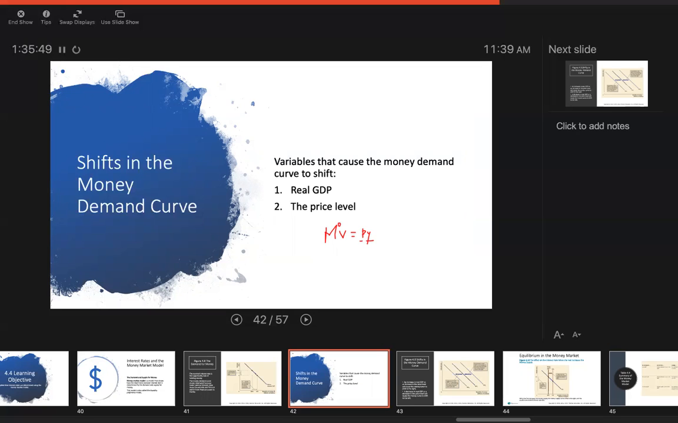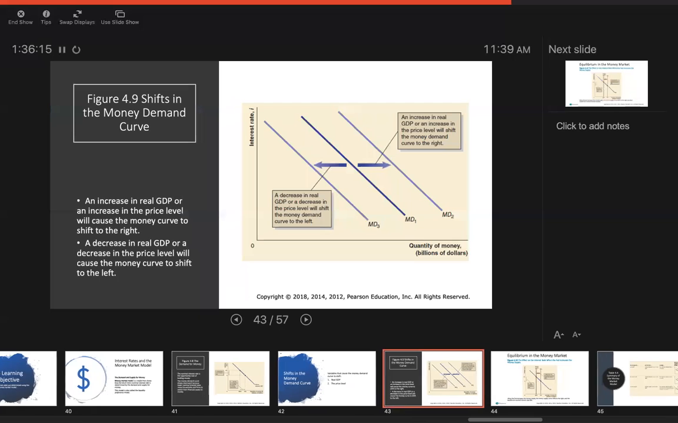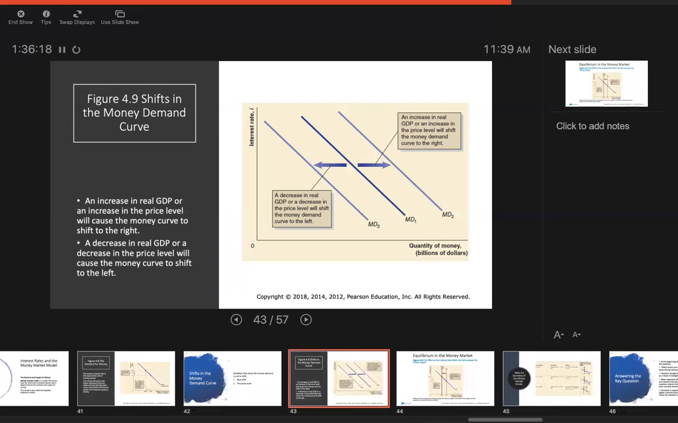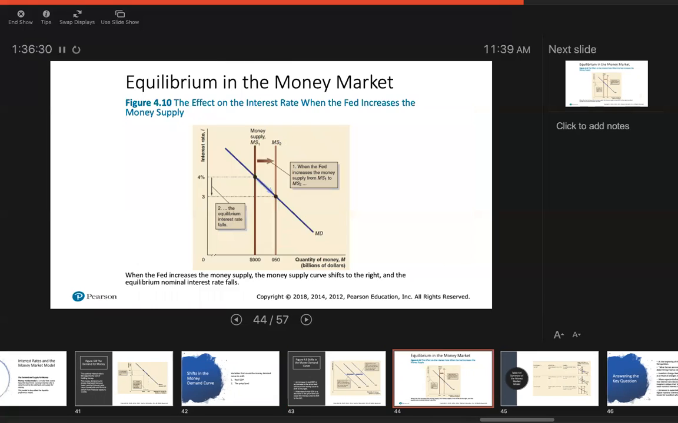Okay. So if Y goes up, you can straight away see what the implications are. If real GDP goes up, if the size of the economy is going up, money demand will go up. That is represented by a rightward shift in the money demand curve. If the price level goes up, it's the same story. Everything is a little bit more expensive, and you need a little bit more money in order to buy the things that you want to buy. So money demand will go up. Right. So an increase in real GDP is going to shift the money demand curve to the right, and a decrease in real GDP will shift the money demand curve to the left. Okay.